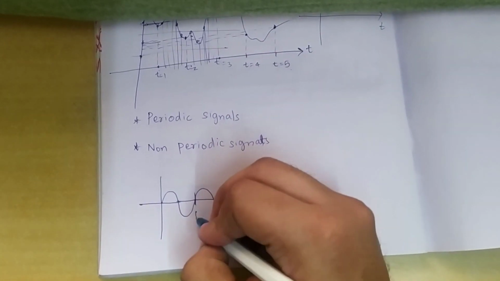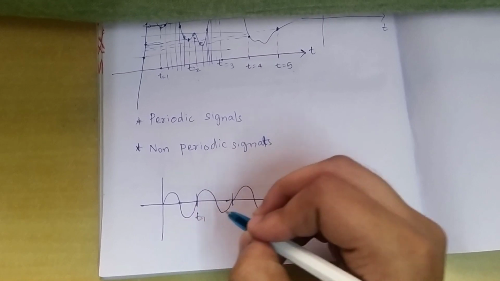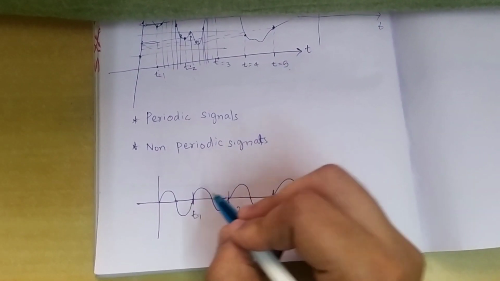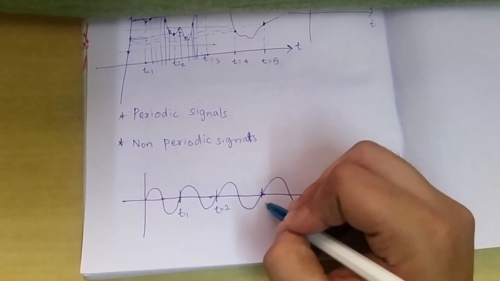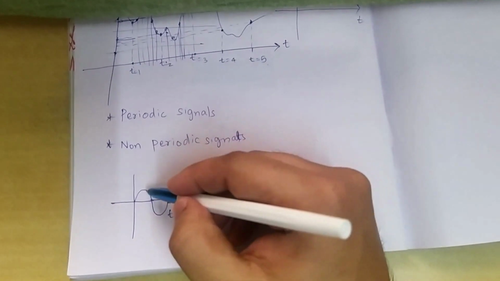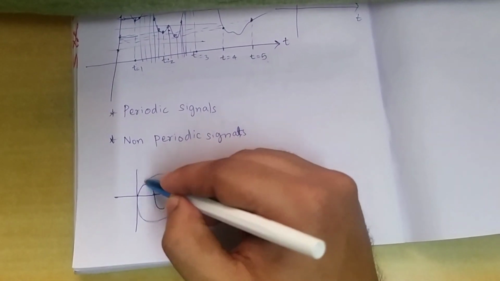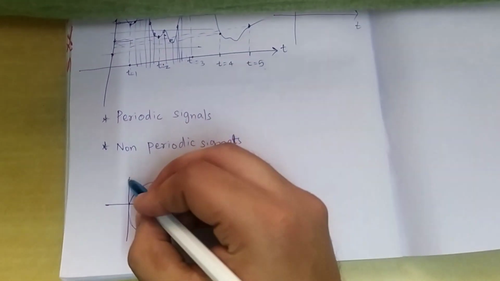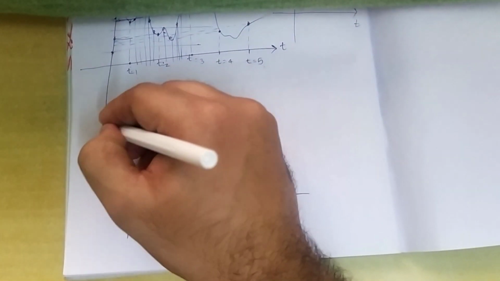So if you take this to be 1 second, and this will be 2 seconds, that is 1 second. After 1 second it got repeated again, so 2 seconds. Here it will be 3 seconds, so it is getting repeated. So this one signal is getting repeated again and again in a periodic way, so it's called a periodic signal.